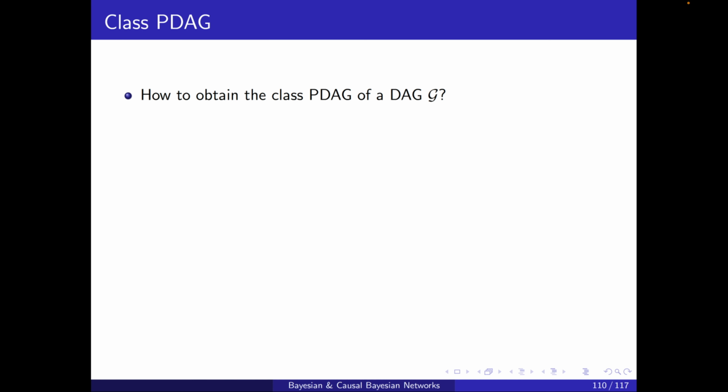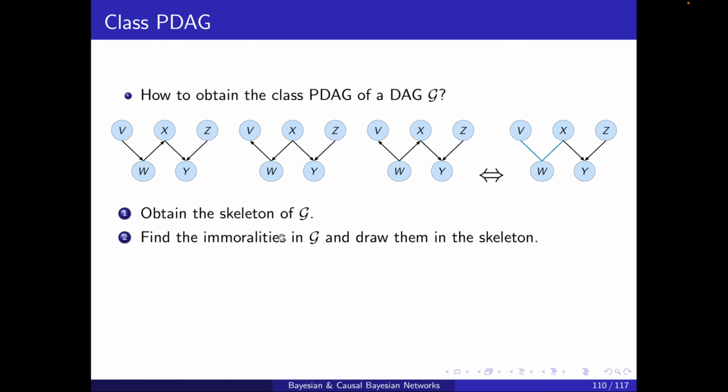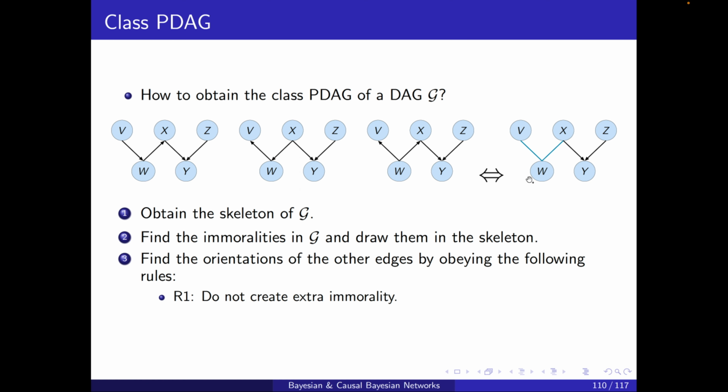How to obtain the class PDAG of a DAG G? How can we get here? Well, it follows the theorem. First, we need to obtain the skeleton, and then we find the immoralities in G and draw them in the skeleton. They cannot change the direction, but then what about these blue ones, the ones without directions? Should we just always leave them any directions they can take? No. For example, obviously, I will first say this one, they cannot create a directed cycle. The DAG should always be an acyclic graph.